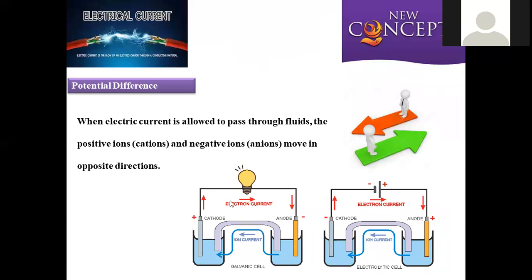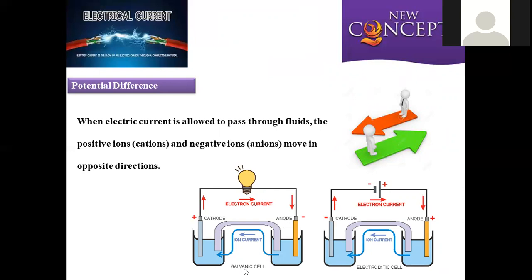Now, we are going to move on to how the potential difference is generated. When electrical current is allowed to pass through the fluids, the positive ions and negative ions move in opposite directions. That is the obvious case. Positive ions will move towards the electrode where high electron density is there. Negative ions move towards the electrode where low electron density is there. In that way, they move in opposite directions and get deposited on their respective electrodes.